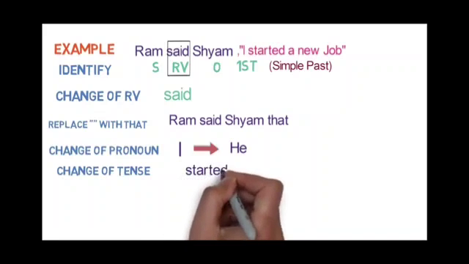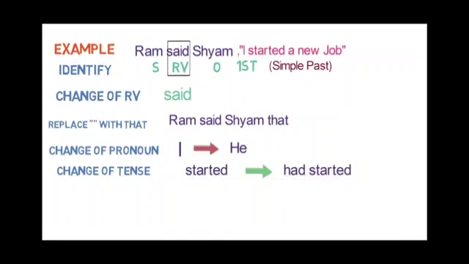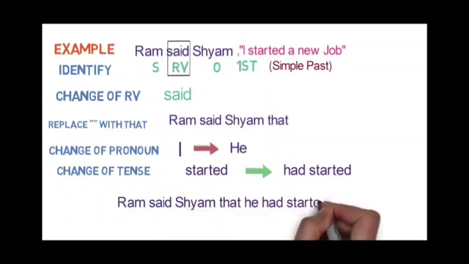See the change again. Started, had started. Okay, again I am telling you, when said is given, then you can write said, but when said to is given, then you can write told. Okay, so Ram said Shyam that I started a new job. It means he started, he had started, because simple past will change into past perfect. See here, Ram said Shyam that he had started a new job. Now see another example.